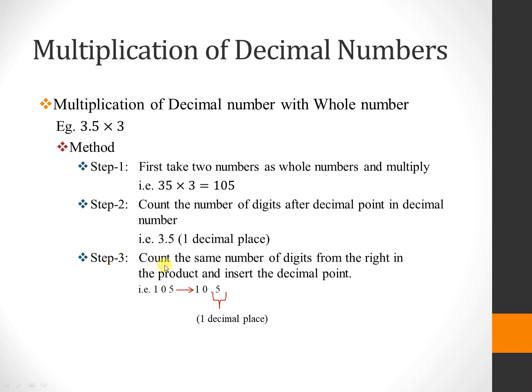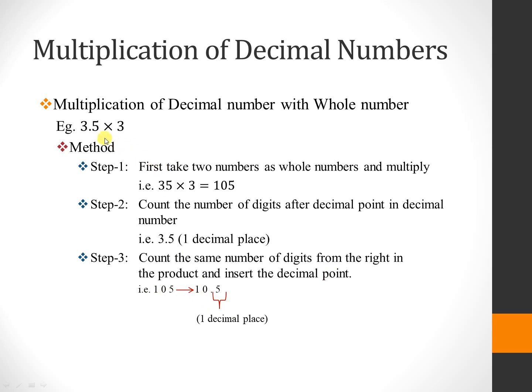Now step 3: count the same number of digits from the right in the product and insert the decimal point. Now we use the product from step 1, that is 35 multiplied by 3, which gives 105. From the right-hand side we count the same number of decimal places, here 1 decimal place. So from the right side, 5 is 1 digit. After that we insert the decimal point, that is 10.5. So this is our answer.